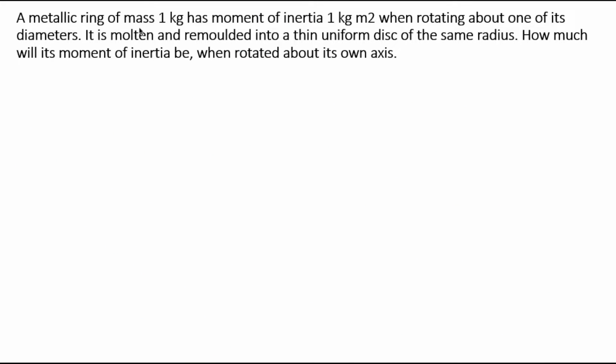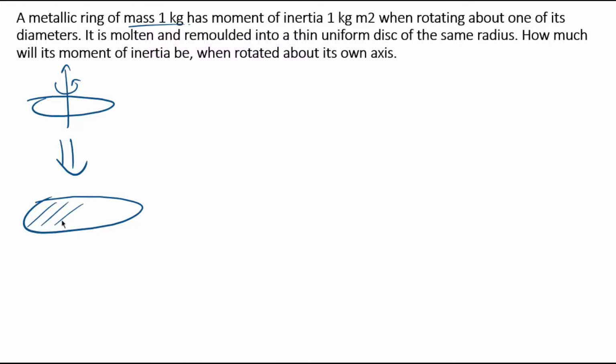A metallic ring of mass 1 kg has moment of inertia 1 kg meter square when rotated about one of its diameters. It is molded and re-molded into a thin uniform disc of the same radius. How much will its moment of inertia be when rotated about its own axis? So initially there was a metallic ring which was rotated about one of its diameters, and then this ring was molded and remolded into a thin uniform disc of the same radius.